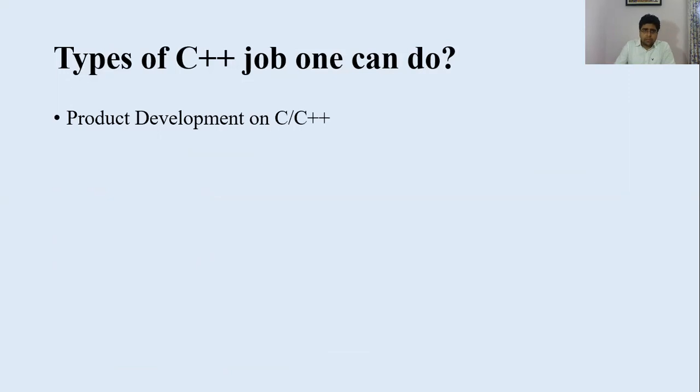So, you can be a product developer using C or C++. The concepts are almost the same. Just that one is OOPS based and the other is function oriented. C is function oriented and C++ is object oriented. This is a huge difference. Yet simple, but a huge difference.